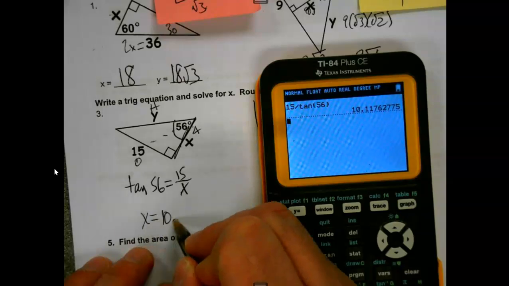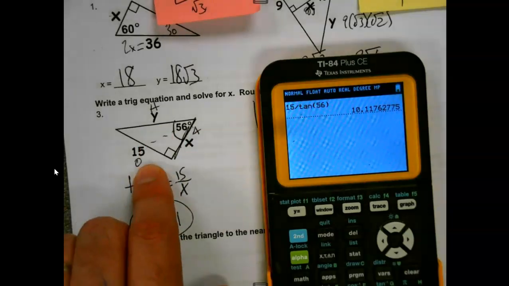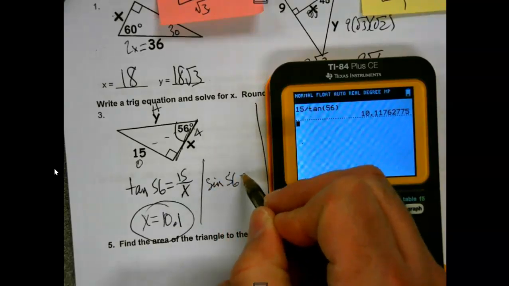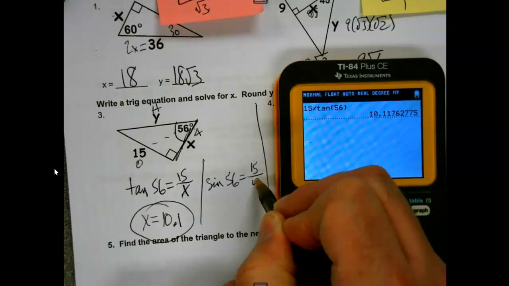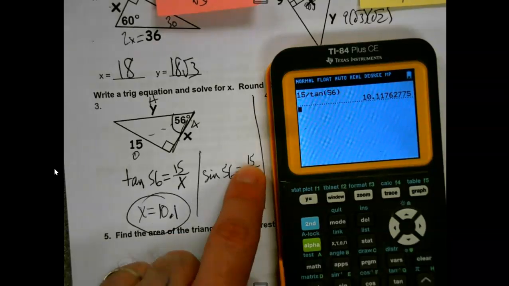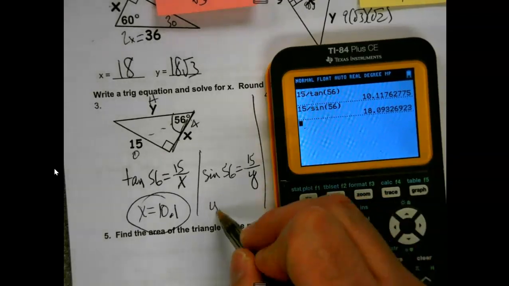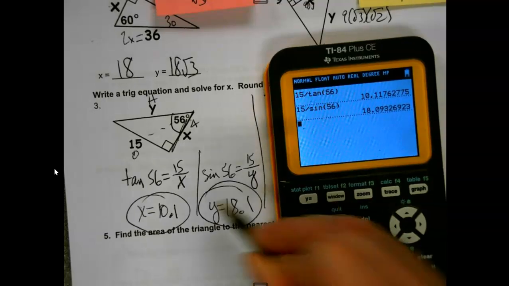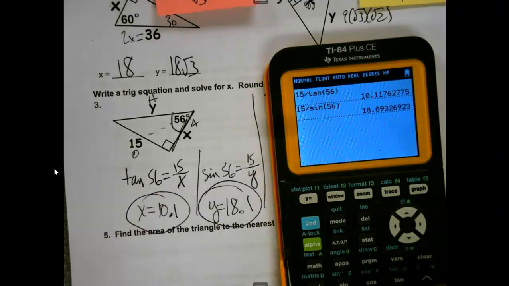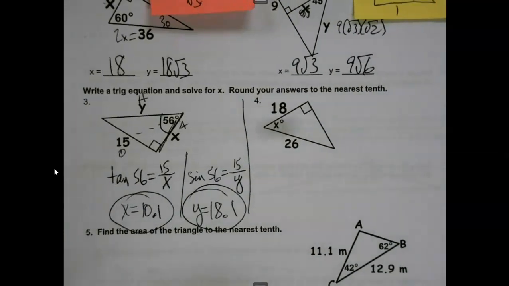So x looks to be 10.1. And then y is opposite over hypotenuse, which would be the sine of 56. It's opposite over hypotenuse. Same situation. Since we're dividing by the variable, we're going to be dividing by the trig function. And y ends up being 18.1. Again, if you want to multiply both sides by x and then divide by the tangent because you see it better that way, that's fine. Not a problem. Just not the way I chose to go about it.